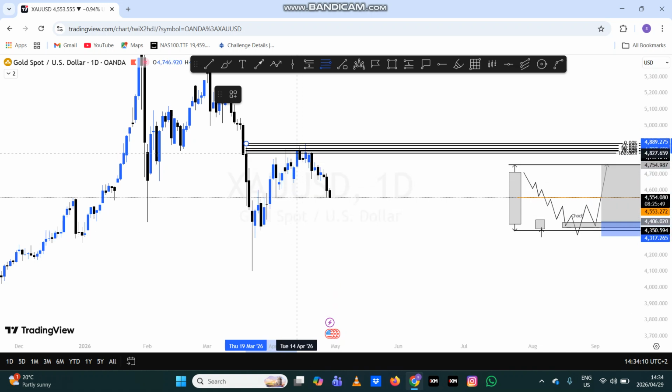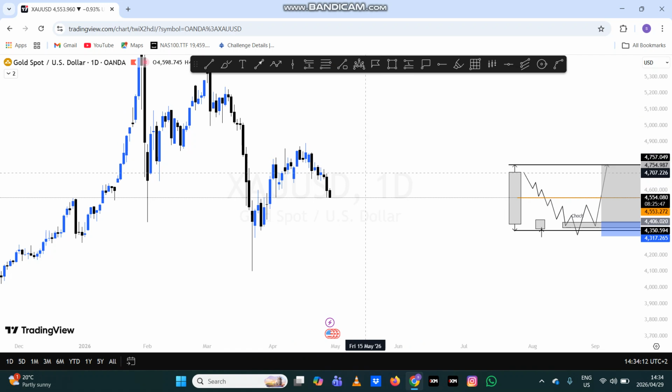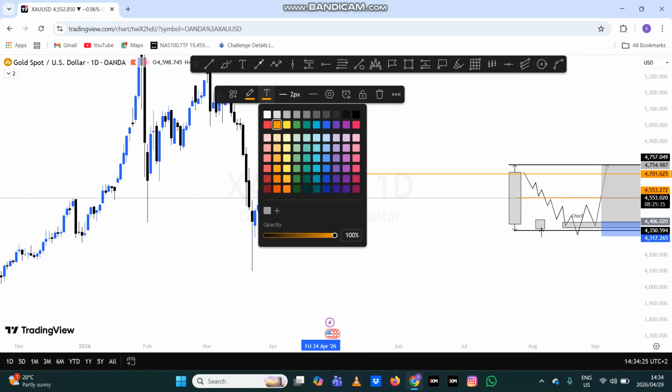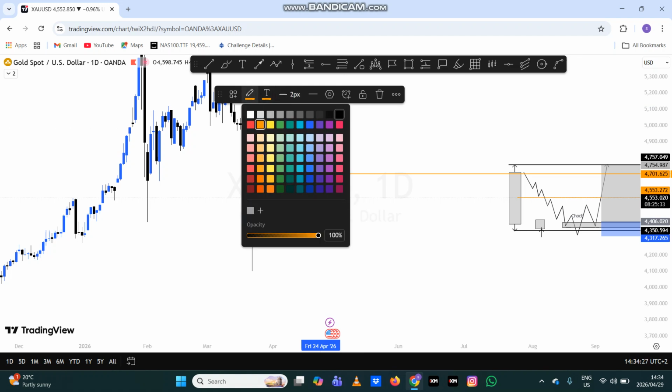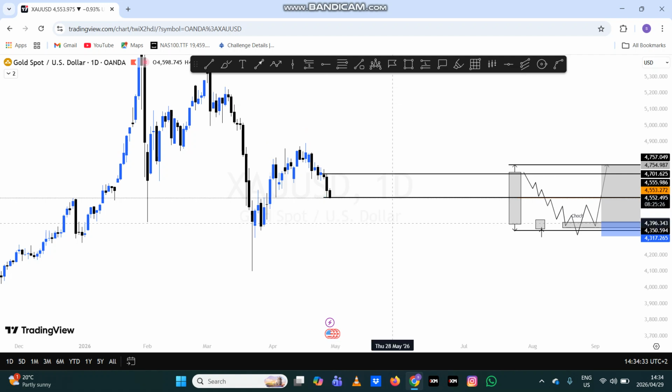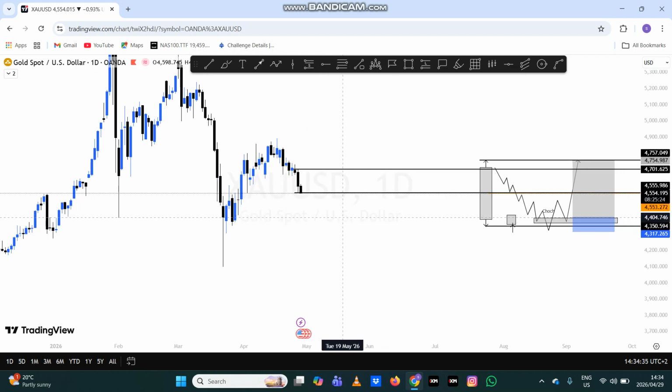Gold is going down, guys. Okay, let me go to the H4. Okay, let me do this, guys. I will mark the previous day's high. Let's make it black. It's the previous day high, and this is the previous day low. This is what happened.